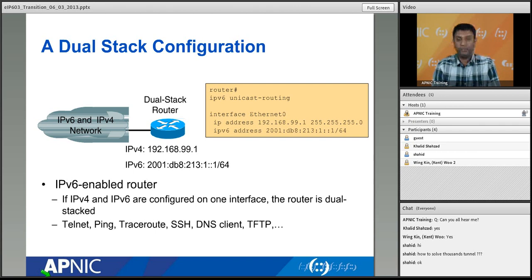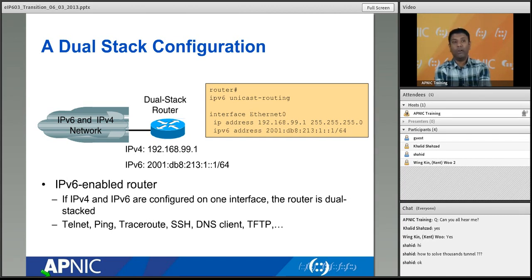Make sense? Okay. Now we'll discuss the configuration of dual stack. How can you configure dual stack? That's very easy, right? For example, if we see the configuration on a router, just go to your router. You need to enable IPv6 unicast routing. It's a Cisco specific command in IOS based. So make sure the IPv6 protocol is enabled on the router you are using.